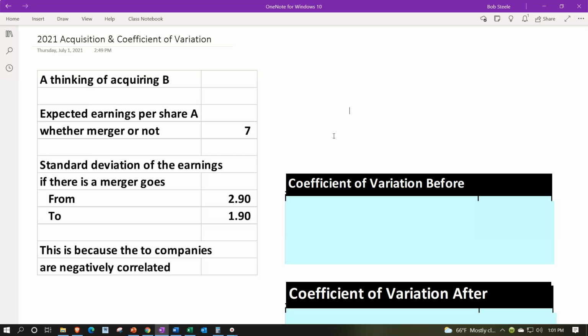We're going to be using this tool to apply it in this particular condition where we have this acquisition possibly taking place. So for the information, we're going to assume A company is thinking of buying B company. The expected earnings per share for A, whether there's a merger or not, are going to remain the same at 7. The standard deviation of the earnings, if there is a merger, goes from 2.9 to 1.9.